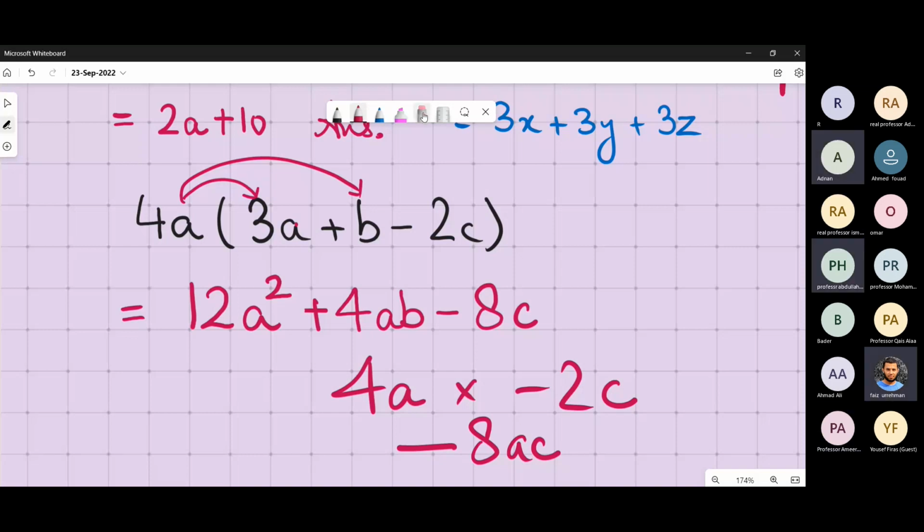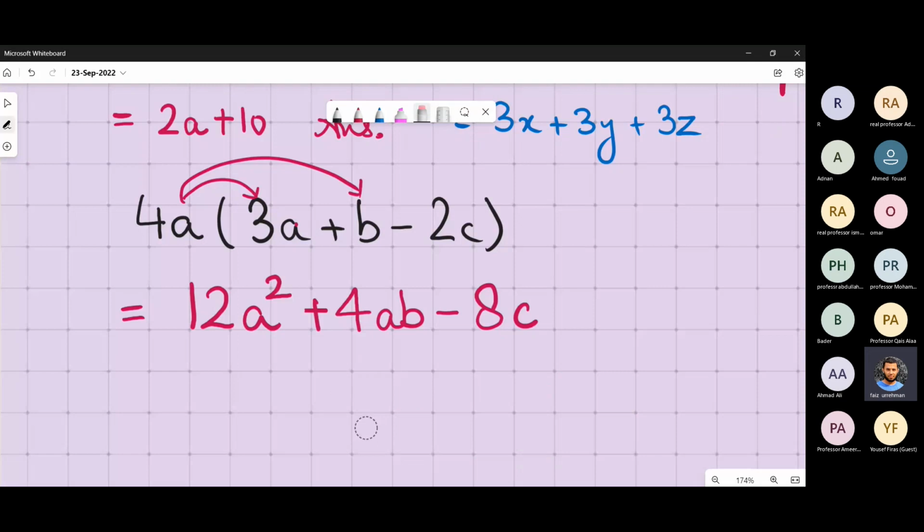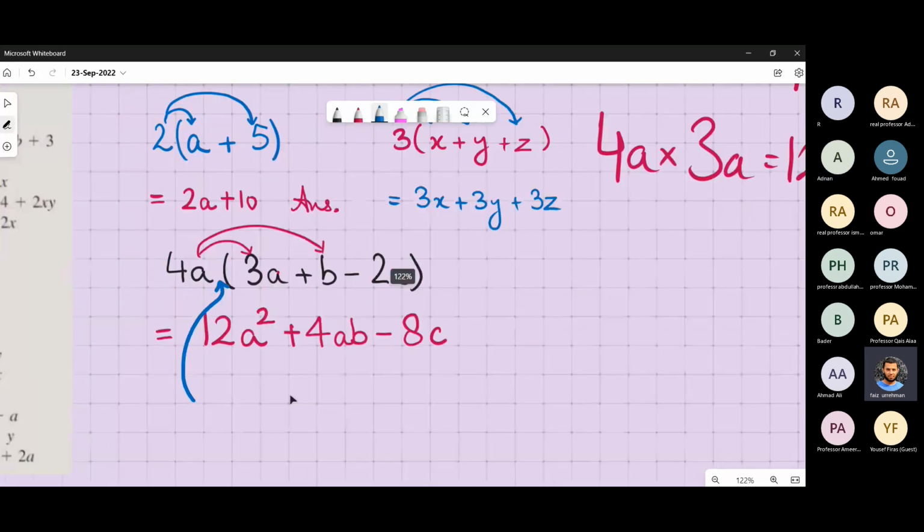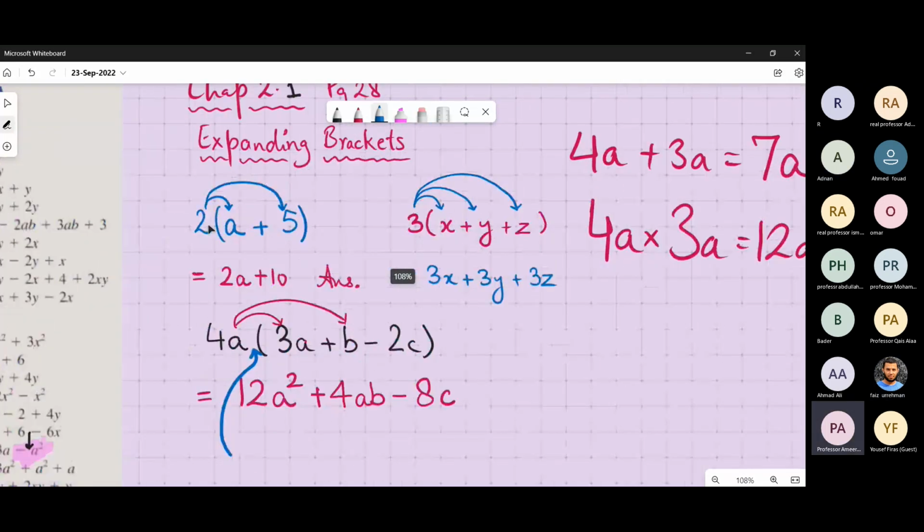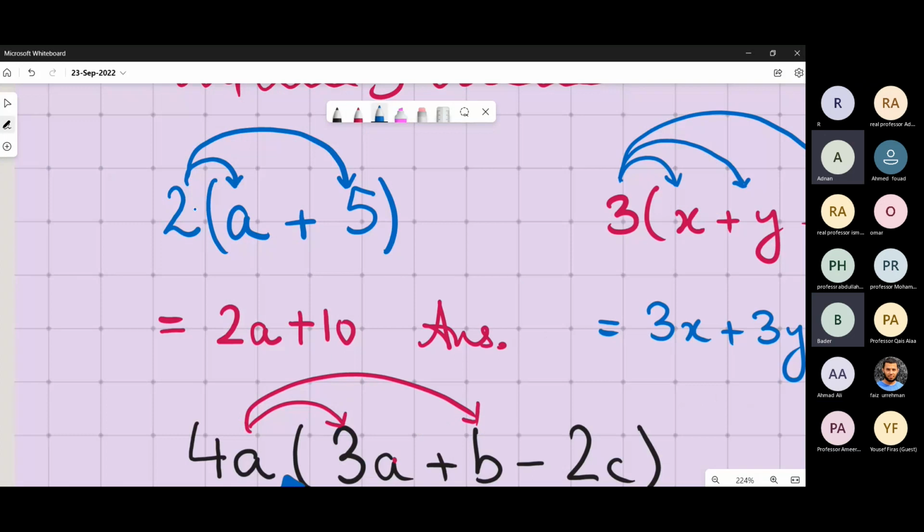How do I get multiply? Teacher, how do I get multiply? That's what I'm telling in this exercise. Did you see anything between 4a and the bracket? No. That means we are multiplying. I told you about it, see? So why, Mr., did we get 8c but not 8ac?